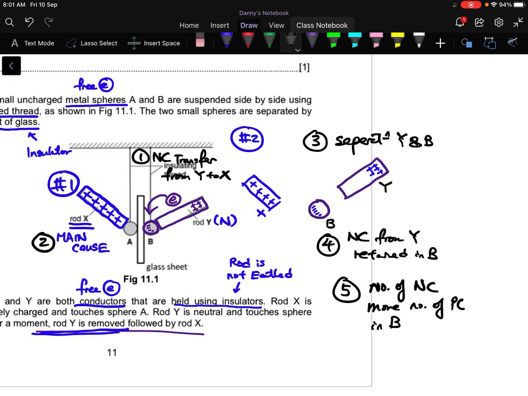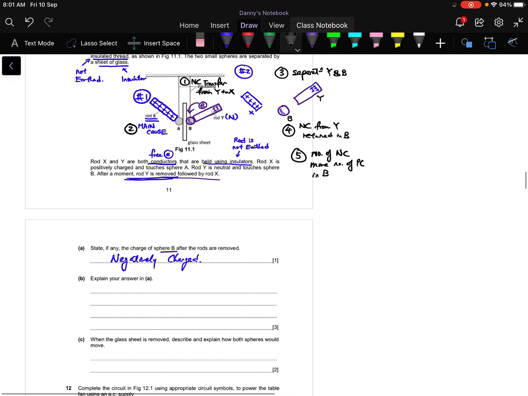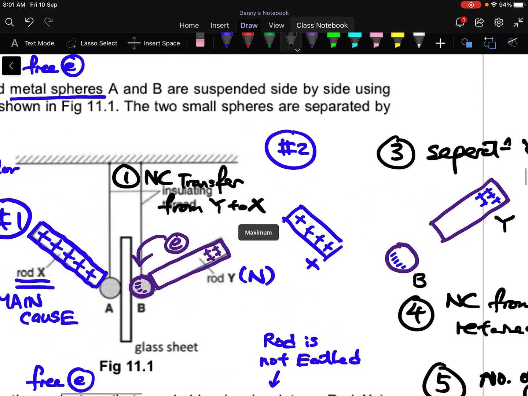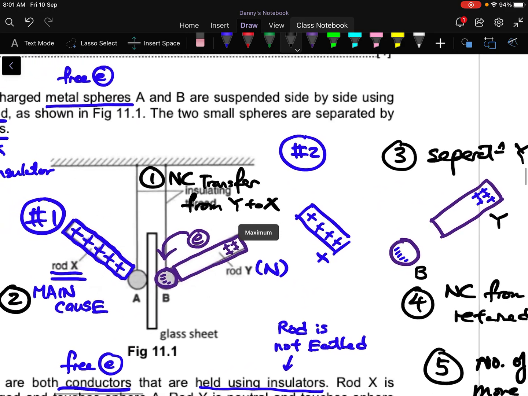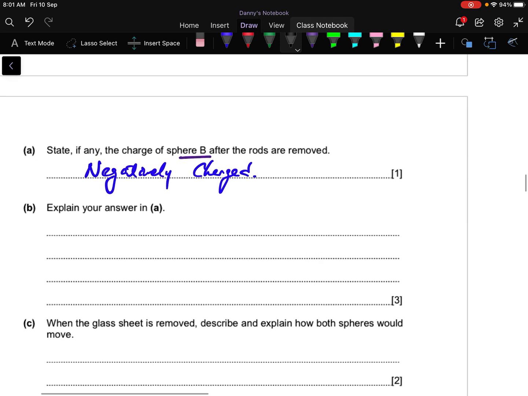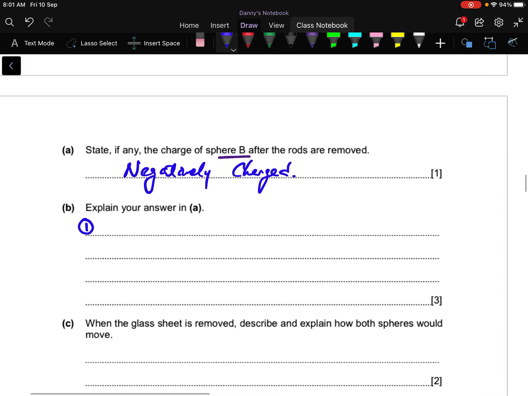So this is planning. How long does it take? I think it takes less than 1 minute if you look at the video timer. Okay, so once I have this planning done, what I need to do is to just turn these 5 points into complete sentences, right? First, I talk about the negative charge transfer from Y to X.